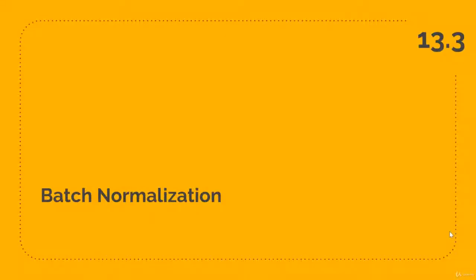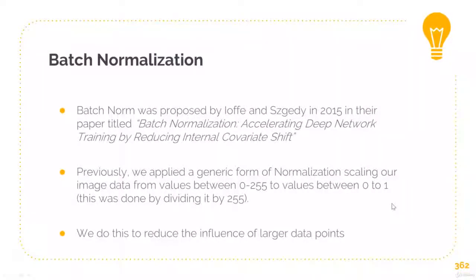Hi, and welcome to 13.3, where we talk about batch normalization. So, batch norm was proposed in 2015 in the paper titled Batch Normalization: Accelerating Deep Network Training by Reducing Internal Covariate Shift. And we're going to see very shortly what internal covariate shift actually is.